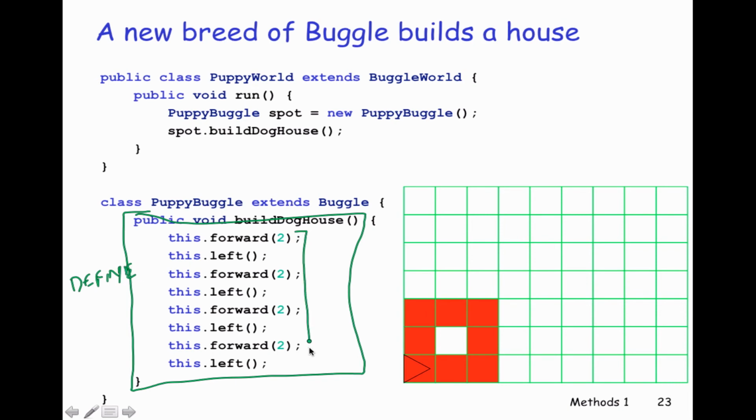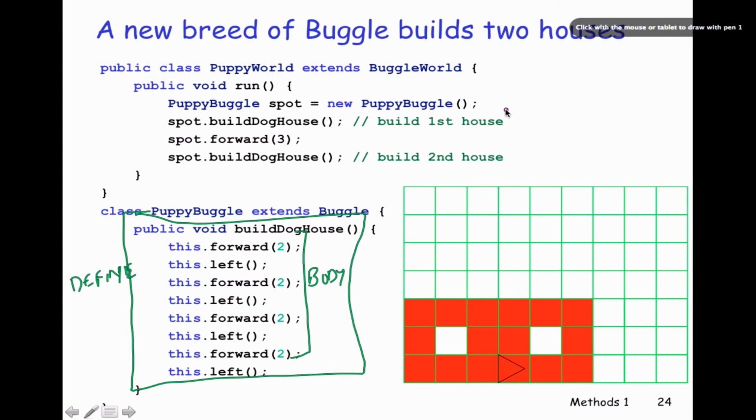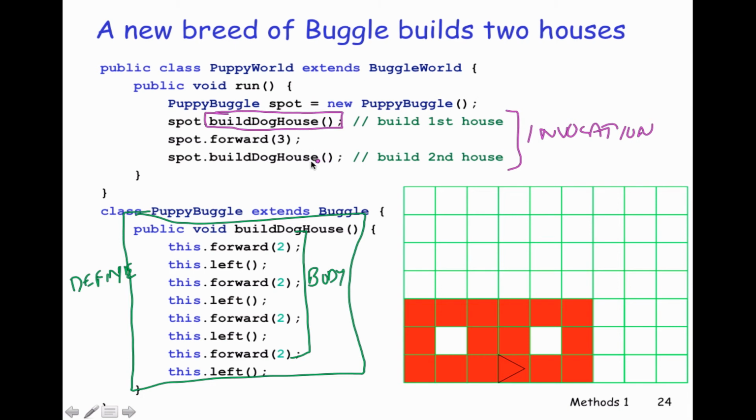And here we have what's called the body of the method, which says what the method does for a living. So this is defining action and not actually doing it. In order to do the action, we need to invoke the method. So here we have two invocations of the method. And each of the invocations, when we invoke it, it causes the sequence of actions in the body to happen. And we explain that via the Java execution model.